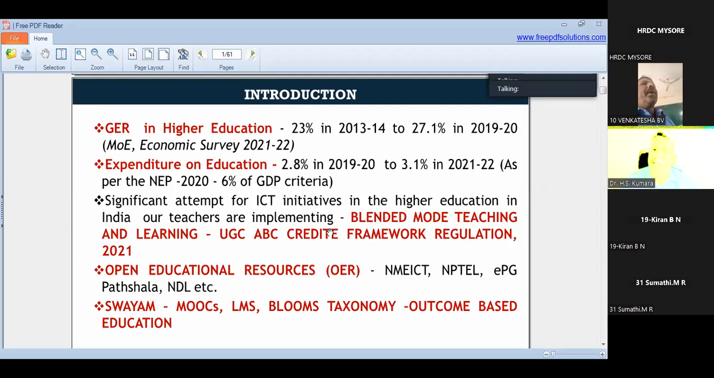Then further, taking Bloom's taxonomy. Because we are already in the choice-based credit system for our entire curriculum, and we are moving forward with implementing NEP. I think Karnataka is the first state to implement NEP 2020. Each course and each program, we have mapped to outcome-based education. These are some of the content that need to be discussed.